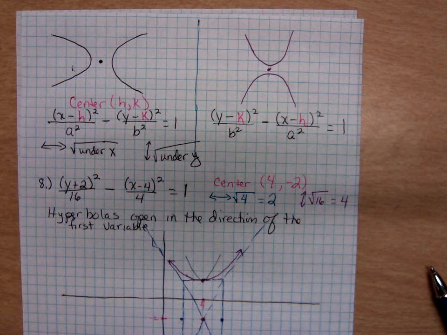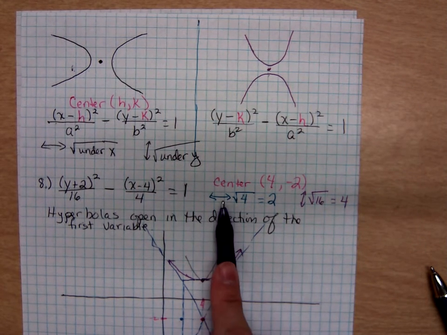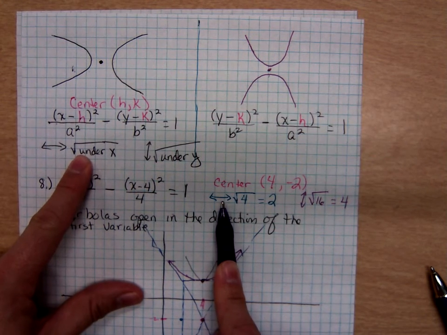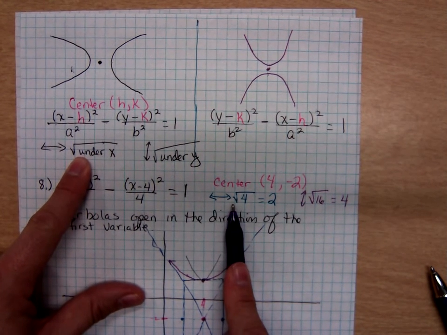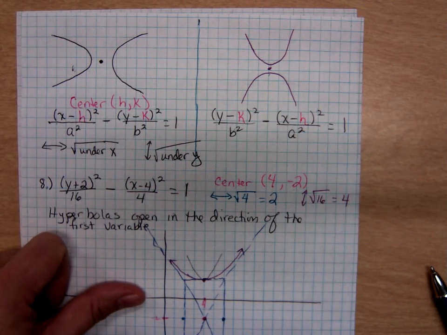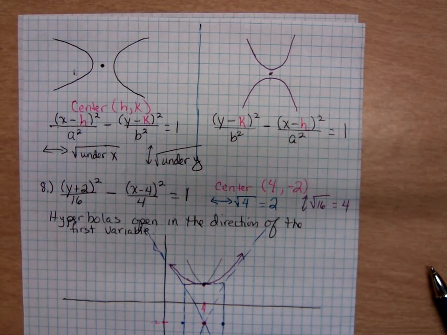Also, when you're doing left and right, make sure you're going square root of the number under X, not square root of the number under Y. Okay? So let's go ahead and stop this now, and we'll continue just up on the board.